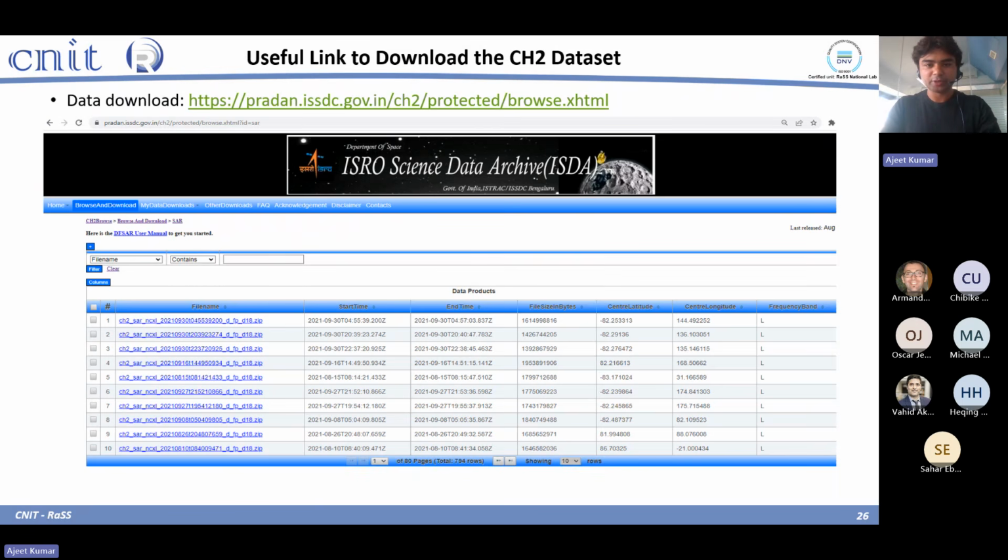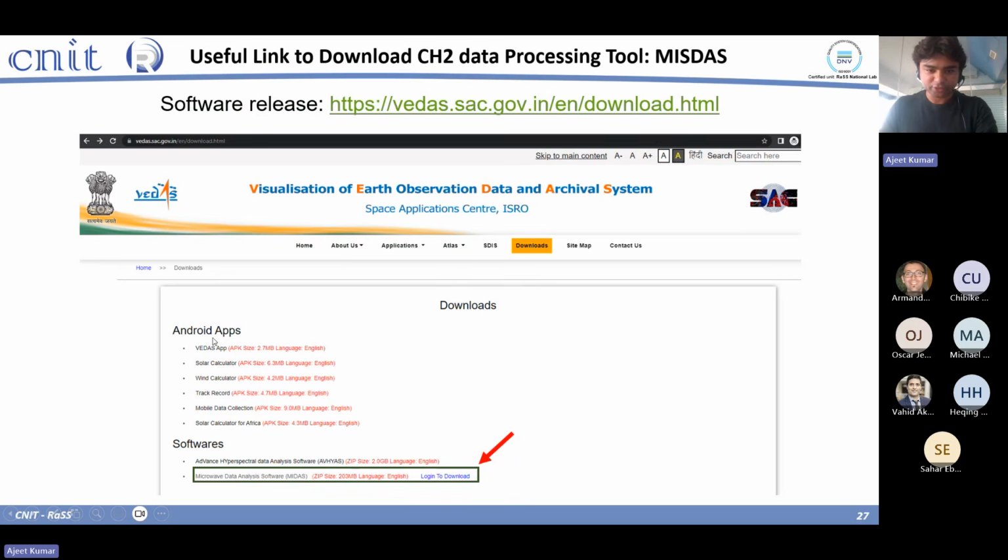Just for people who are interested in lunar surface exploration, this Chandrayaan-2 data is freely available now on this website. You can visit the website and download whatever data you want. They have even released hybrid polarimetry as well as full polarimetry data to download, and you can download software also. They have released the software at this website.